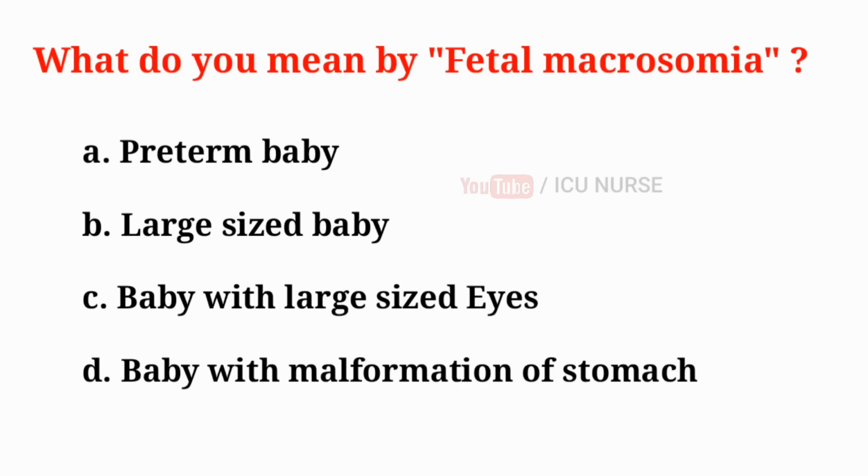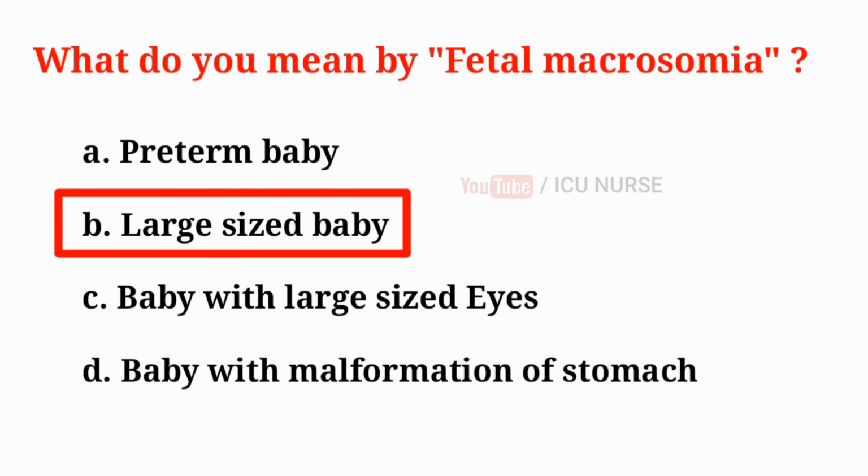What do you mean by fetal macrosomia? A. Preterm baby. B. Large sized baby. C. Baby with large sized eyes. D. Baby with malformation of stomach. And the correct answer is B. Large sized baby.